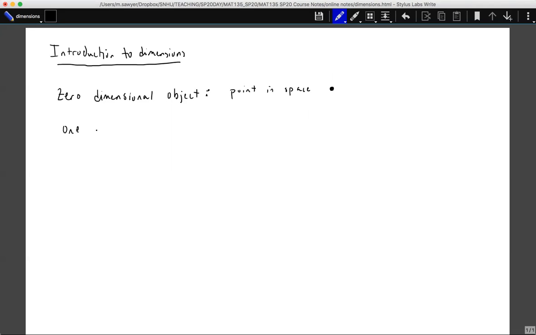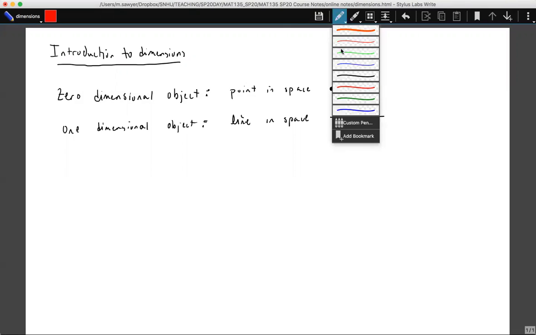Versus if we have a one-dimensional object, we can move either forward or backwards. This would be like a line in space. If I start in one spot, I can move in one dimension, either forward or backwards. So we say this has one dimension.